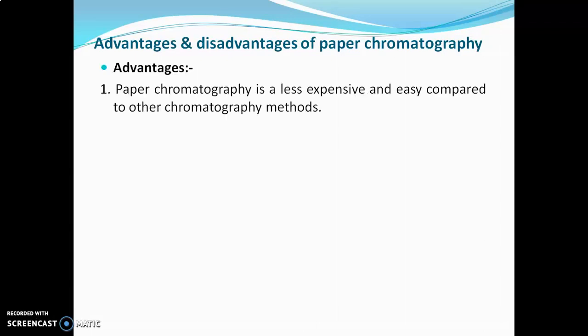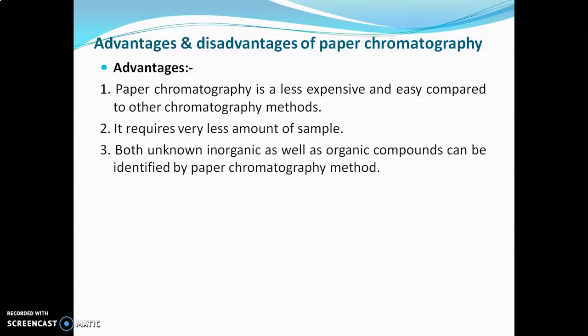First we'll go for advantages. Paper chromatography is a less expensive and easy technique as compared with other chromatographic methods. It requires a less amount of sample. Both unknown inorganic as well as organic compounds can be identified by paper chromatography. That means we can use any type of sample. It may be inorganic or organic in nature. We can use paper chromatography for its analysis.